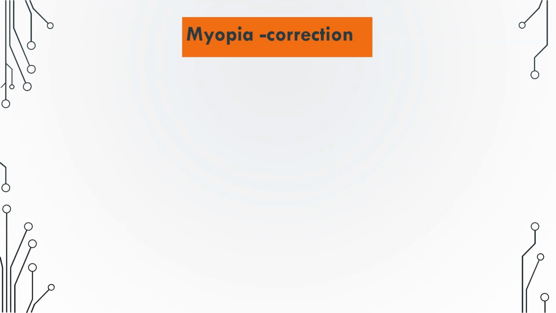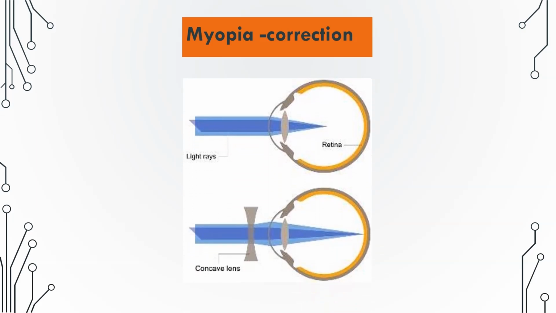The myopia correction is done by the concave lens. The corrective lens used for myopia is the concave lens, which is otherwise known as a diverging lens. So what happens if you use a concave lens for myopia? The lens will spread the light rays slightly, so they will focus correctly on the retina. So that's the corrective lens that we use for myopia.